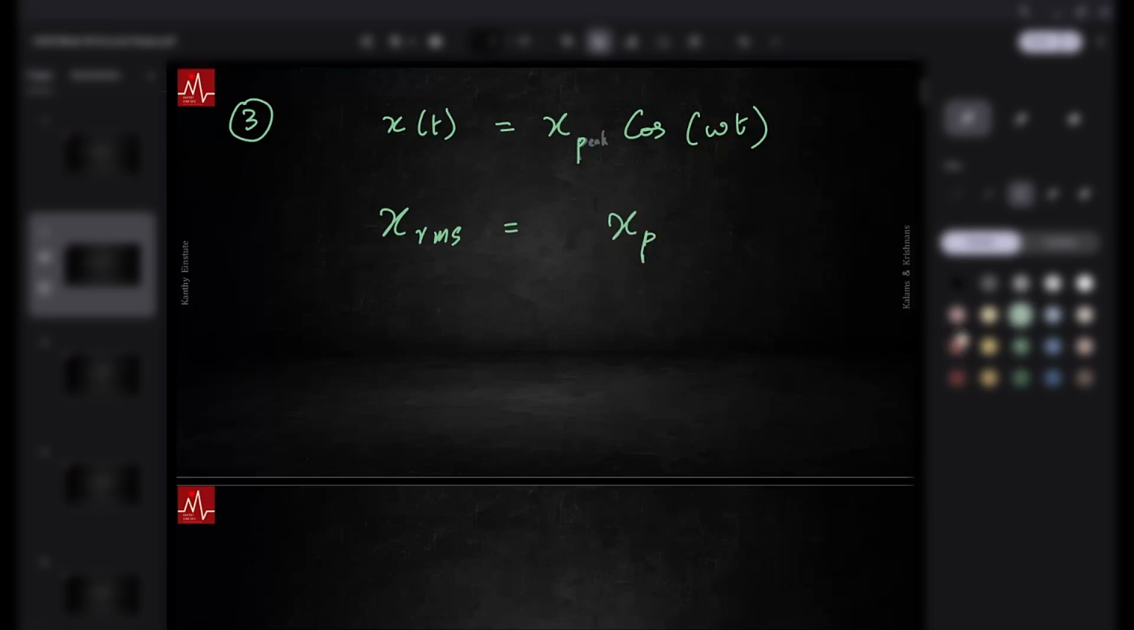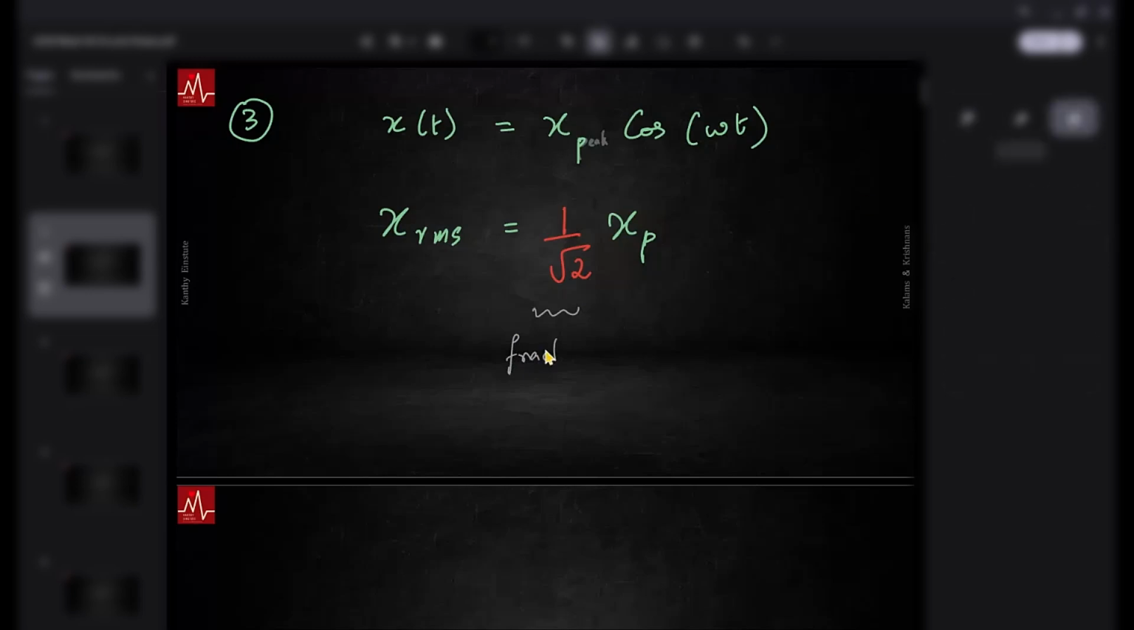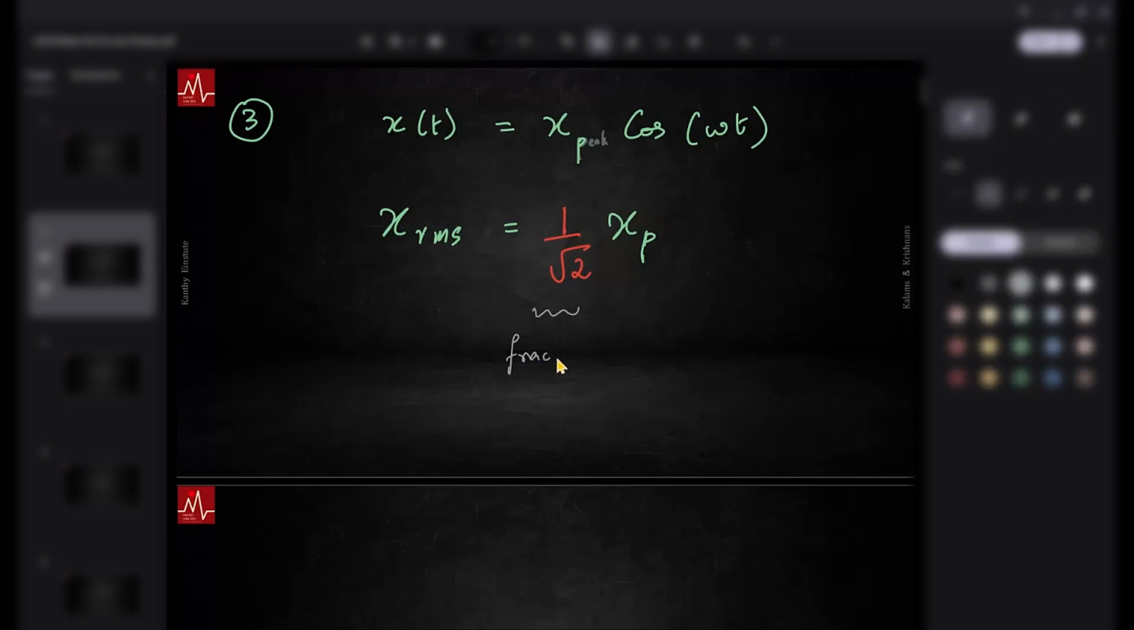Yeah, excellent. Thanks, Madhurima. So this is 1 over square root of 2 times the peak value. Let me put that in simple English. It's a fraction. What is that fraction? Square root of 2 is 1.414. 1 over that is 0.707. Fraction of peak value.